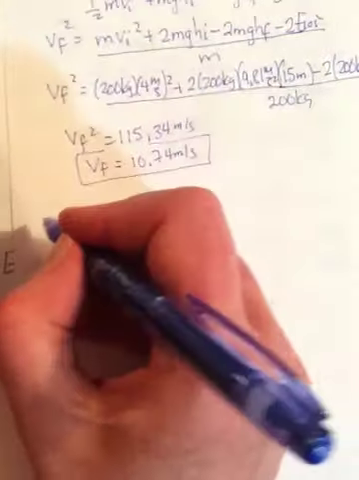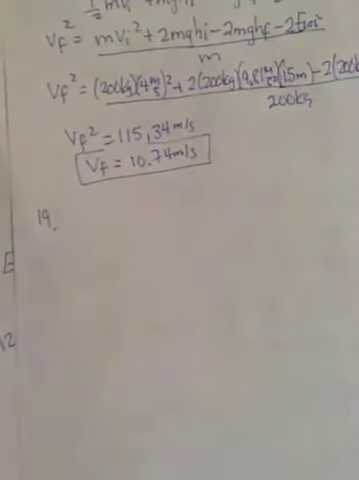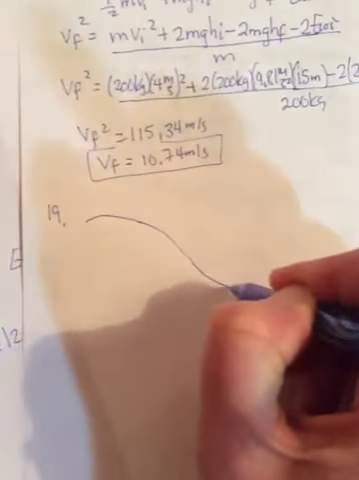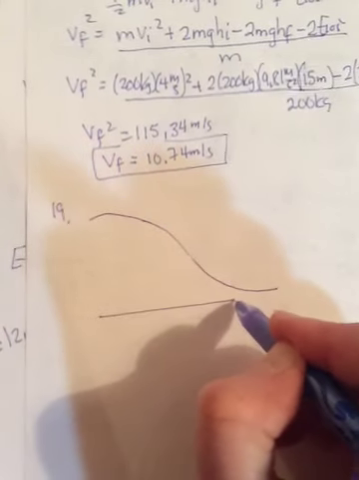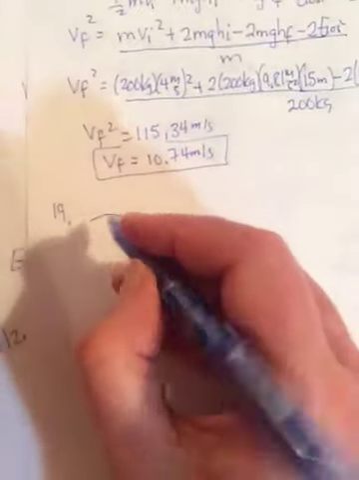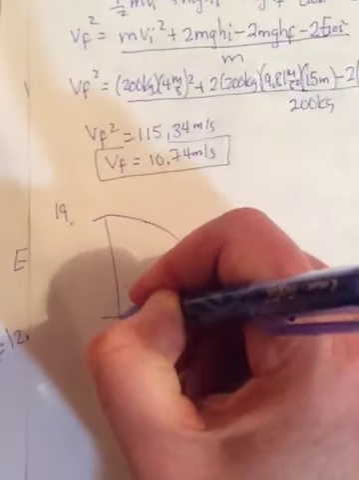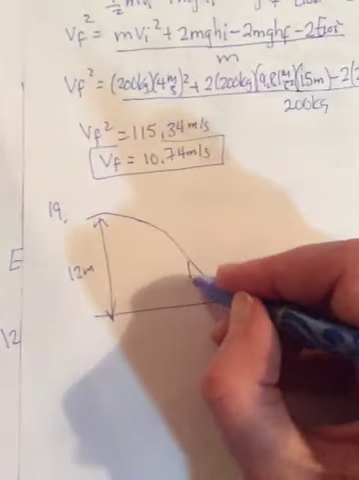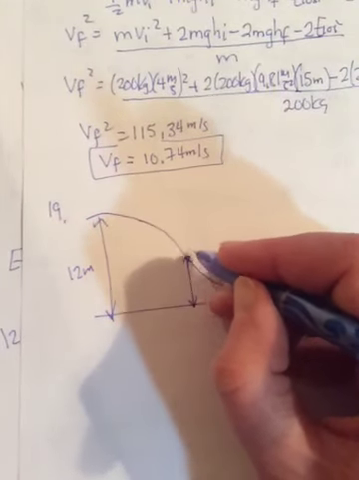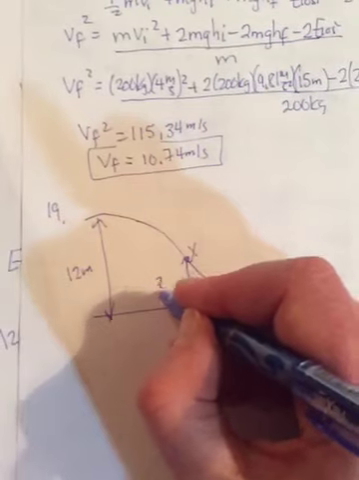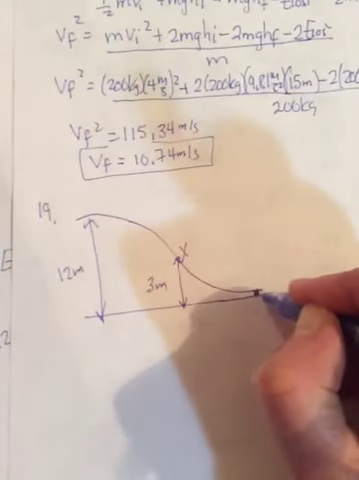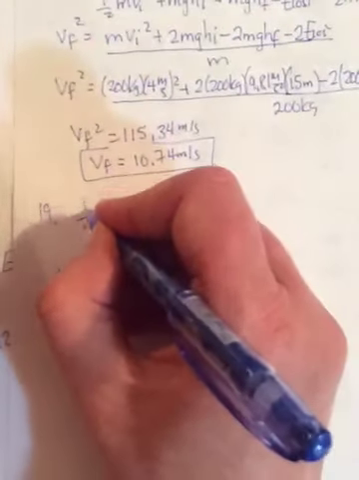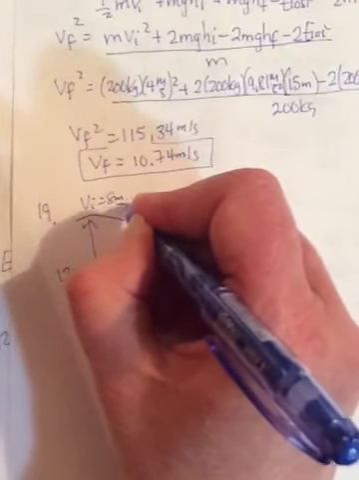Number 19 is similar. Diagram is different, but same idea. So this time you have a slope like this. Okay, and it's telling us our height here is 12 meters. And then there's a point X somewhere here. The height is 3 meters. Definitely not drawn to scale. And then Y is down here, right on the ground. And the initial speed up here is 8 meters per second.